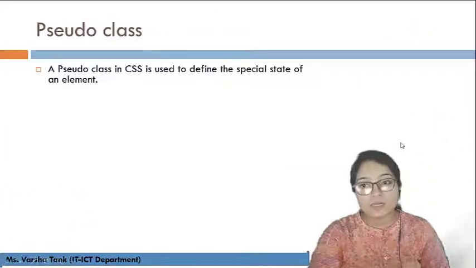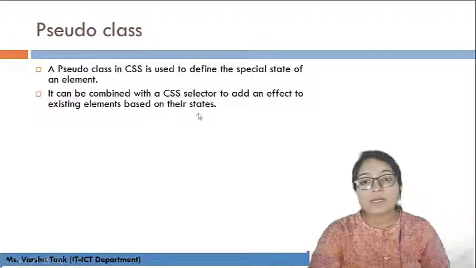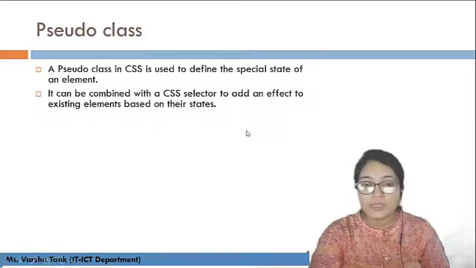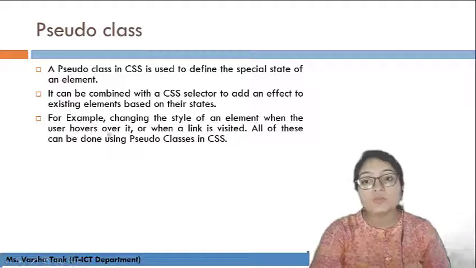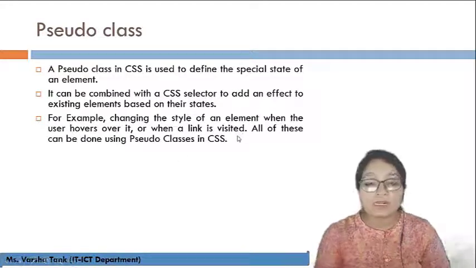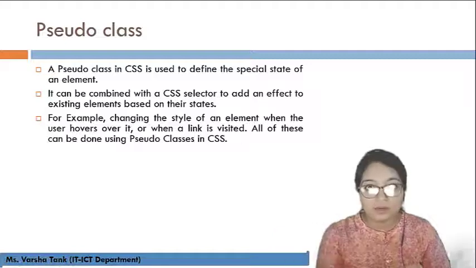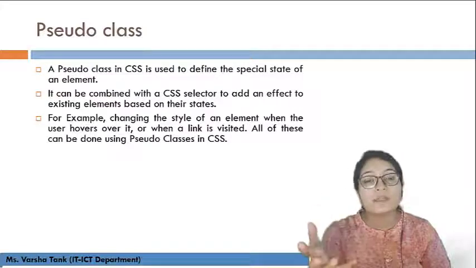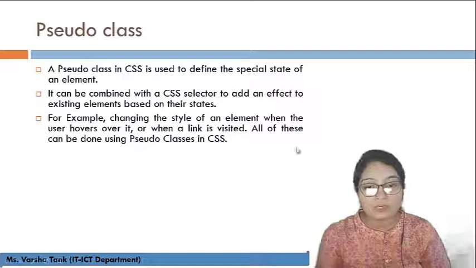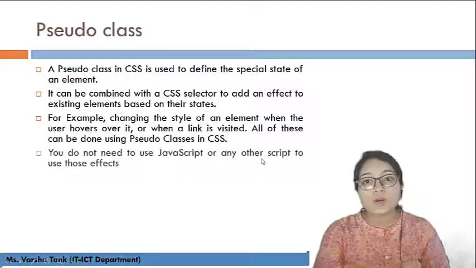Now next one is pseudo classes. A pseudo class in CSS is used to define the special state of an element. It can be combined with a CSS selector to add an effect to the existing element based on its state. For example, changing the styles of any element when the user hovers on it or when the link is visited. We have already learned that when we learned about links. When a link is visited, a different color is there, and whenever you click on it, a different color is there. That is because of the pseudo classes. All of this can be done using pseudo classes in CSS.